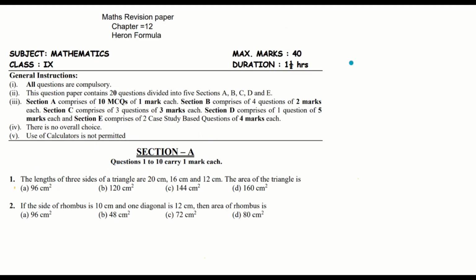Now let's see the answers for all these questions. First question, the lengths of the three sides of the triangle are given. You have to find the area of the triangle. And the area of the triangle, by Heron's formula, is the square root of S into S minus A into S minus B into S minus C.